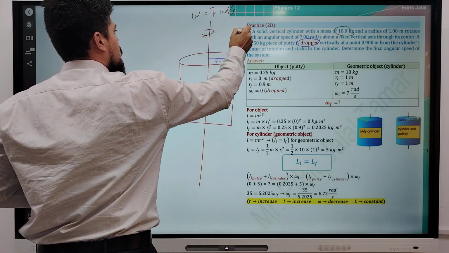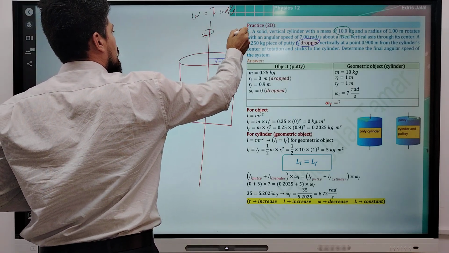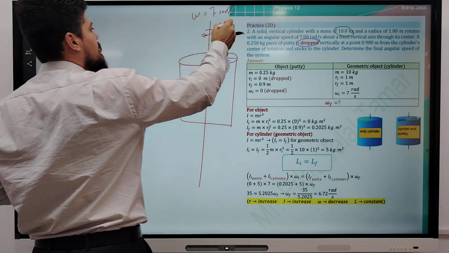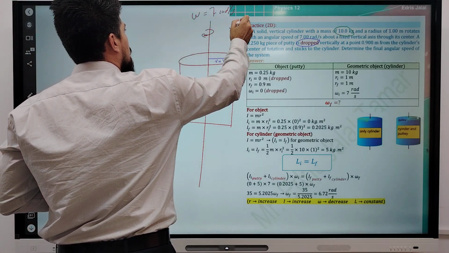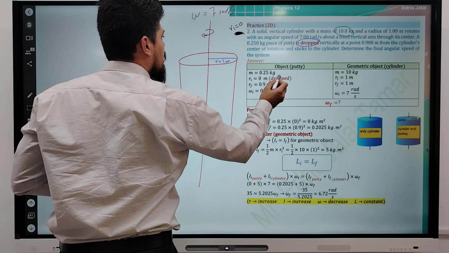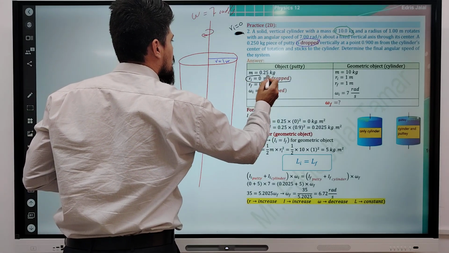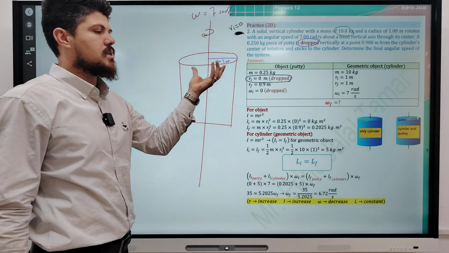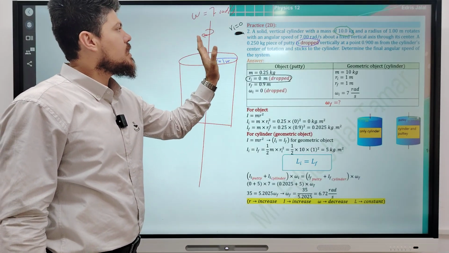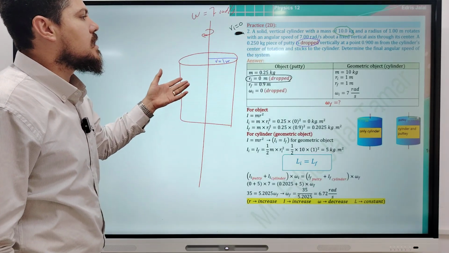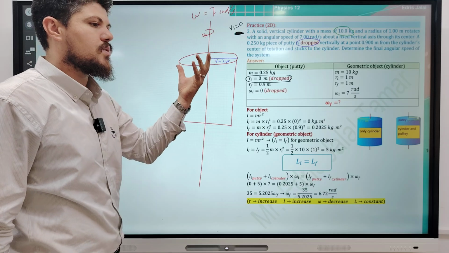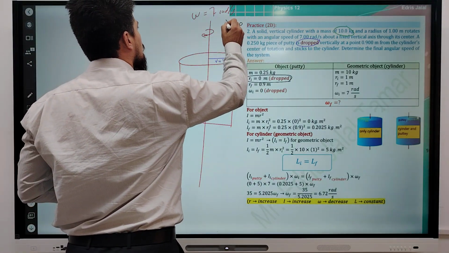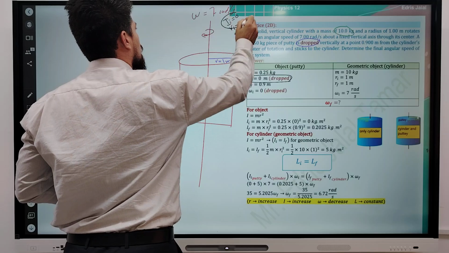This is a piece of putty that is dropped. In the case of dropping an object onto the cylinder, the geometric shape, r initial is equal to 0. The r initial of the putty is 0. Why? Because the object is not on the rotating body such as the cylinder or merry-go-round. The object is outside of the cylinder, so it has no distance from the axis of rotation. So the I initial of this object is also equal to 0.